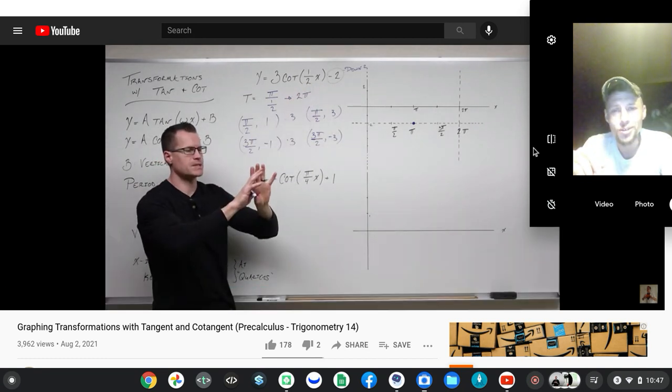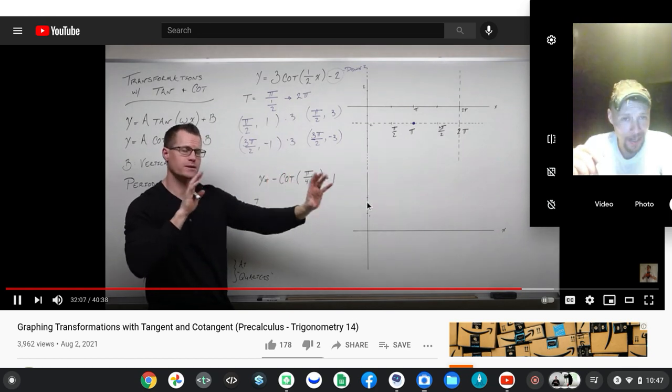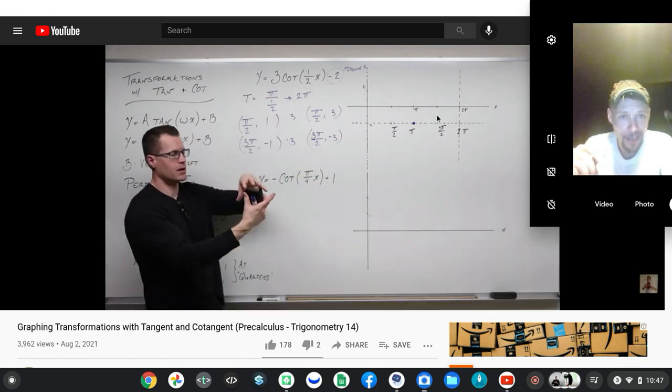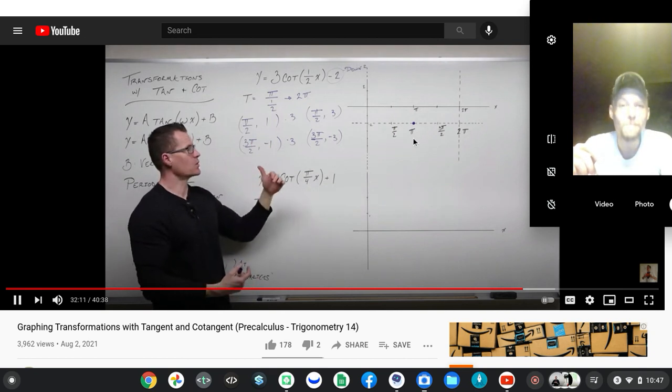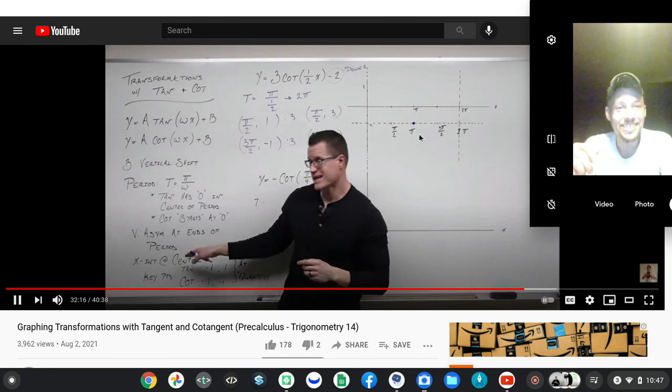2, taking your general function horizontally, stretching. 3, taking your general function horizontally stretching it, and then here, stretching vertically. So we have our key points at first quarter 1, third quarter -1. That's exactly what cotangent does for us.